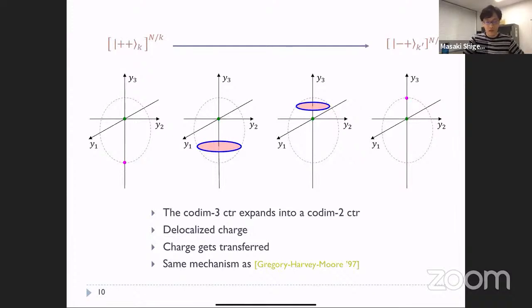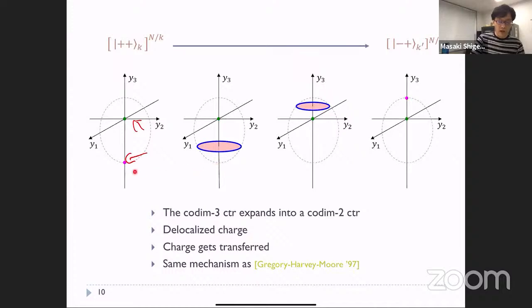Here is the preview of what you see. As you go from this one to this one, you start from this two-center solution. So you have two centers, and these are codimension-three centers. This is a point in R3, and as you turn on some bit of minus plus guy, this point puffs up into a curve, a circle, or latitude line on some spheroid.